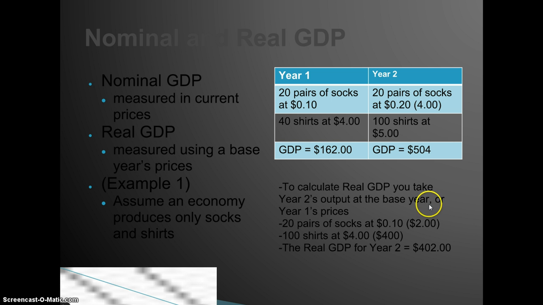To calculate it, you need to take year one prices. So you take year two output at the base year price, or year one price. Instead of 20 pairs of socks at 20 cents, you're going to take 20 pairs of socks at 10 cents, because you're going to take year one price. So it's year two output using year one price. Same with the shirts. Instead of 100 shirts at $5, you take 100 shirts at $4. And so the real GDP for year two, after you add those together, is $402, if that makes sense.